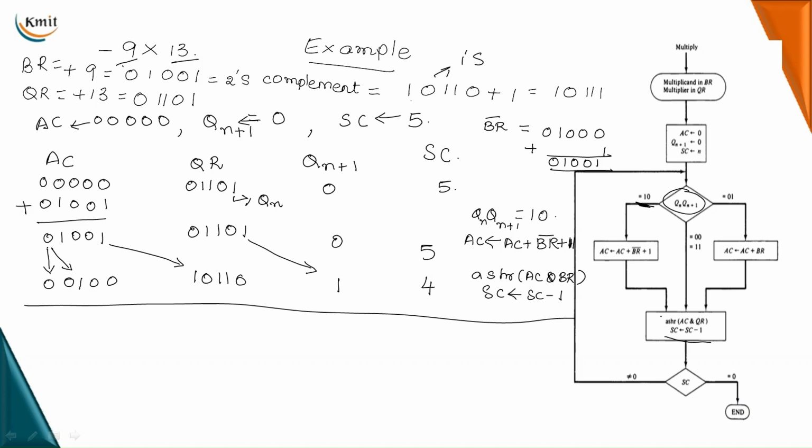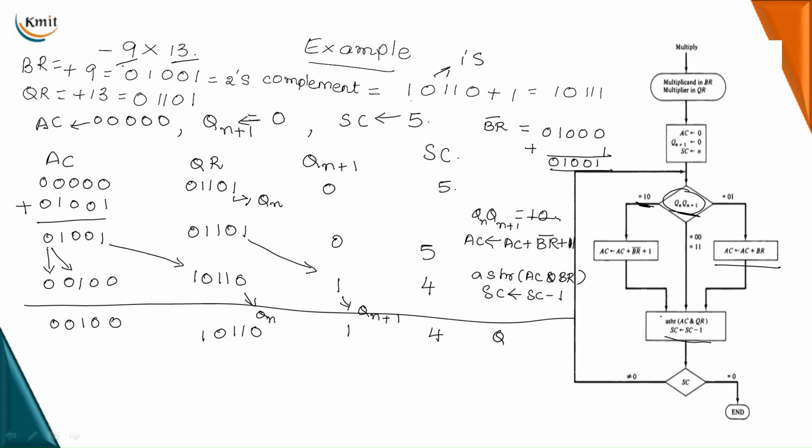So we come back to the values of Qn and Qn plus 1. What is the value of Qn and Qn plus 1? This is the value of Qn and 1 is the value of Qn plus 1, so the combination is 0, 1. Whenever the combination is 0, 1, according to the flowchart, you have to perform an addition operation on the contents of AC and BR. So AC is 00100, QR is 10110, Qn is 0 and the sequence counter is 4.